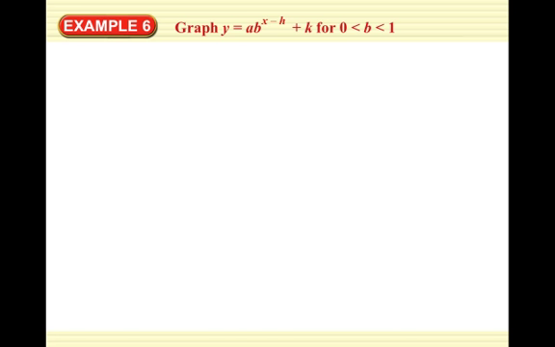So let's go ahead and do our translations. Let's look at y equals a times b to the x minus h plus k. This time, the only difference from what we looked at in video 1 is that we do have a b value between 0 and 1.